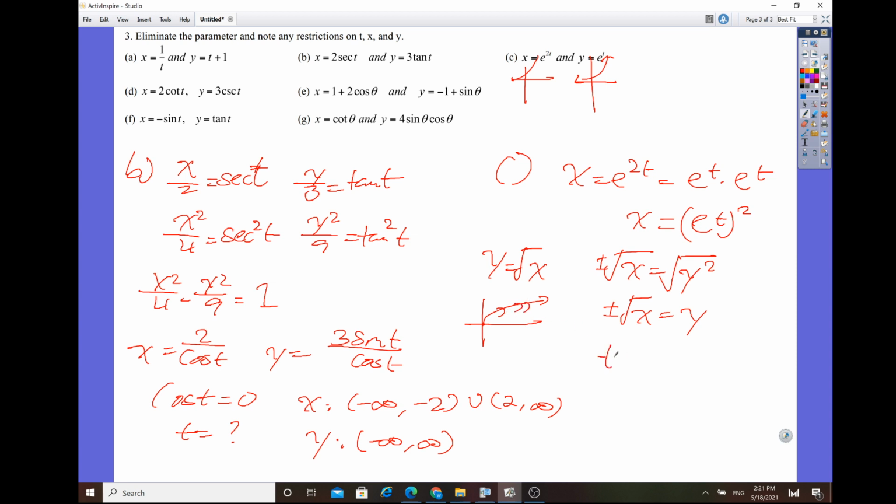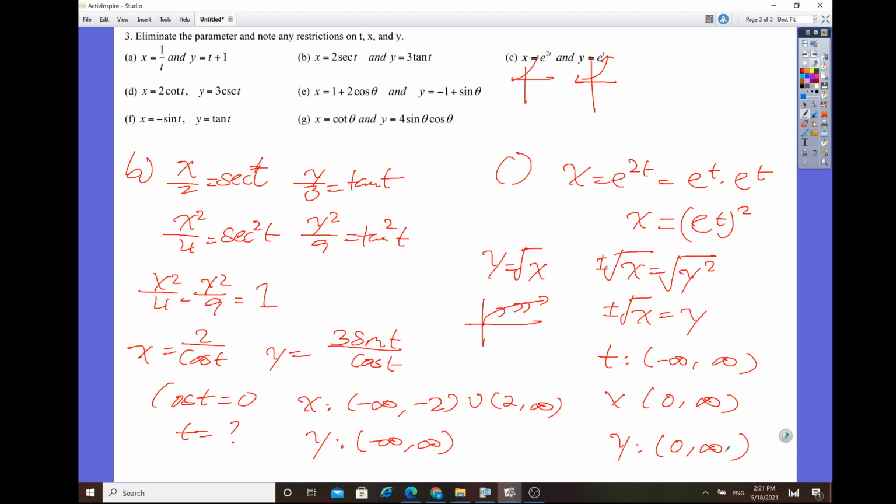So for t, it could be negative infinity to infinity. And then for x, as you can see here, it's always bounded from 0 to infinity, but 0 is not included. And also for y, 0 to infinity.